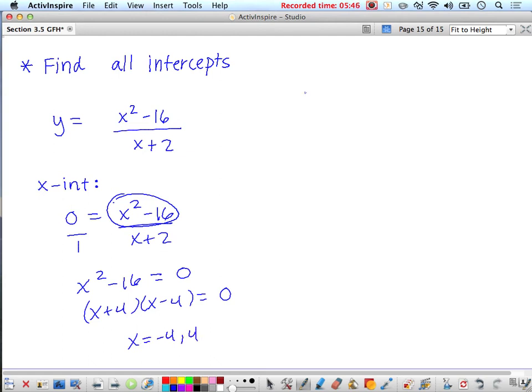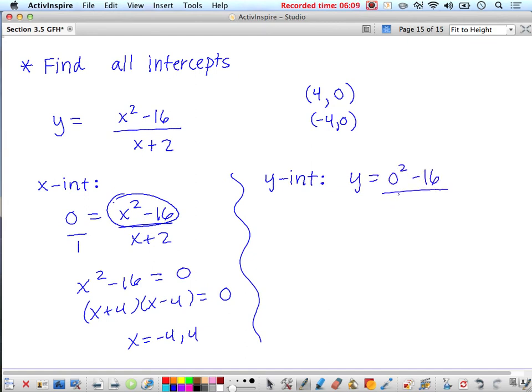Couldn't you have just moved the 16 since this is a perfect square? Sure, you can solve quadratic equations a multitude of ways. So there are my x-intercepts. A lot of people get confused there, so I wanted to talk about it. Now let's talk about the y-intercept. To find the y-intercept, we simply let x be 0. So we get y equals 0 squared minus 16 over 0 plus 2, which gives us -16 divided by 2, which is -8. Got it?